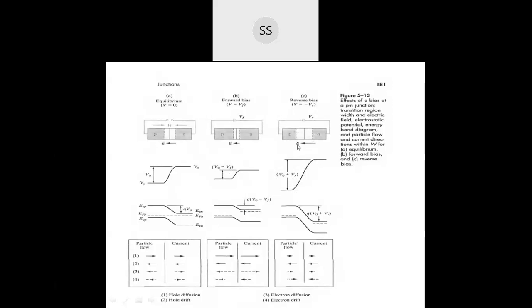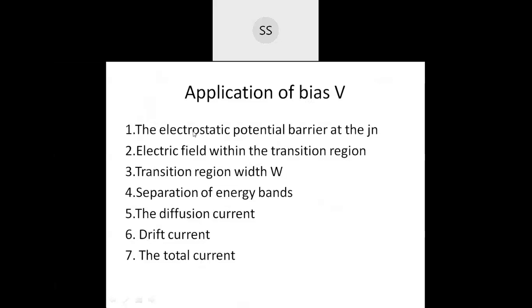The same thing is reflected in the space charge region width also. Here you can see that W is enlarged, whereas in the forward biasing condition, W is shrunk. So the main effect of reverse bias on the potential barrier is that the total potential barrier will be increased in size. This is the first part, the electrostatic potential barrier at the junction. During forward bias, its value is reduced. During reverse bias, it is enlarged. Then coming to the next, the electric field within the transition region.